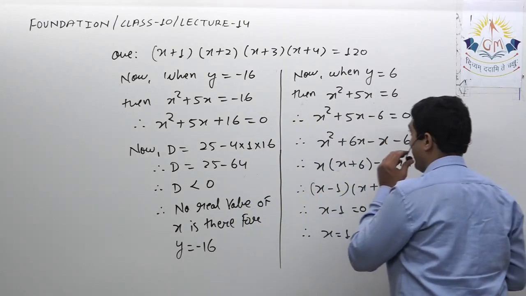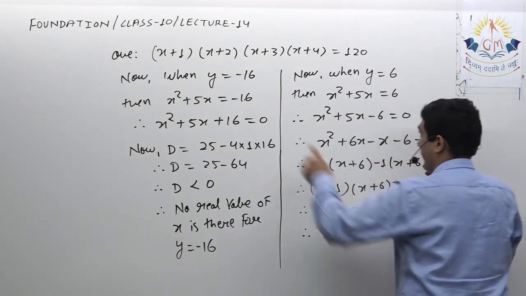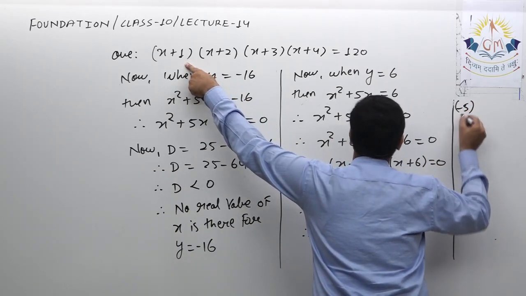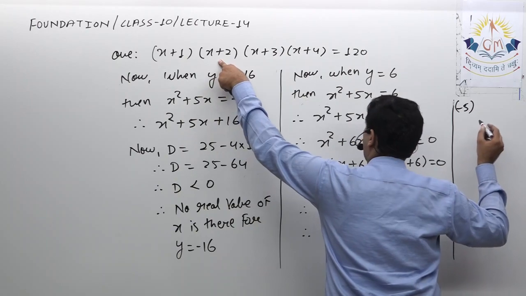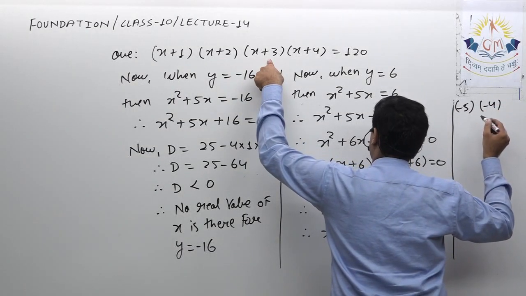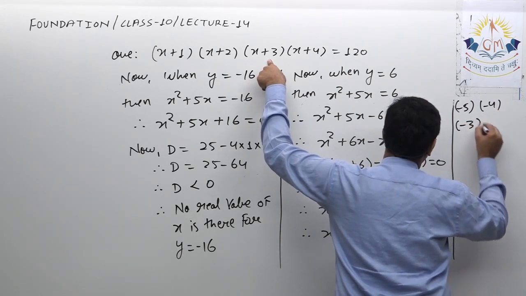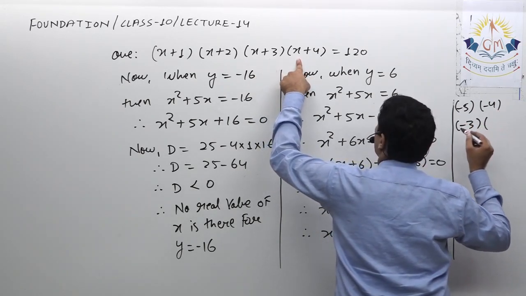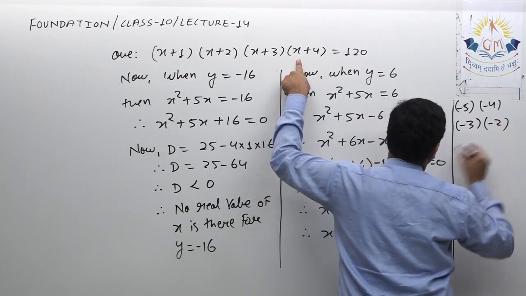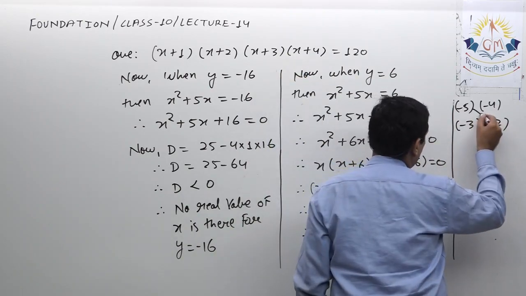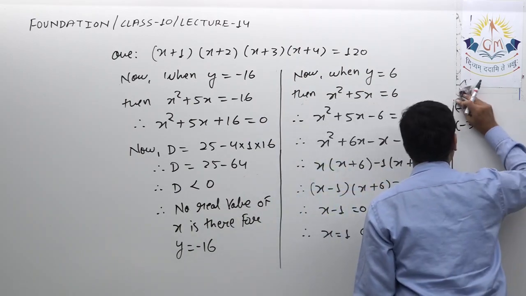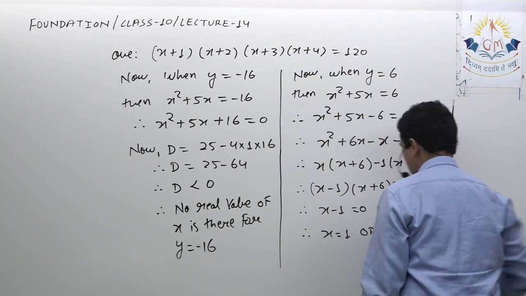Now we'll check for x equal to minus 6. When I put x equal to minus 6, this will become minus 5, this will become minus 4, this will become minus 3, and this will become minus 2. So again it is correct because 5 into 2 is 10, 4 into 3 is 12, 120. So for these two values the given equation is being satisfied.